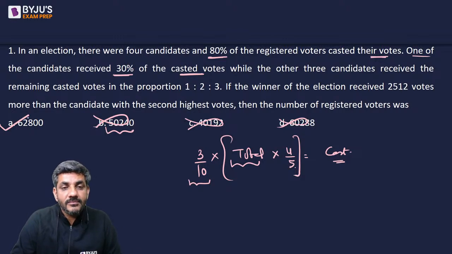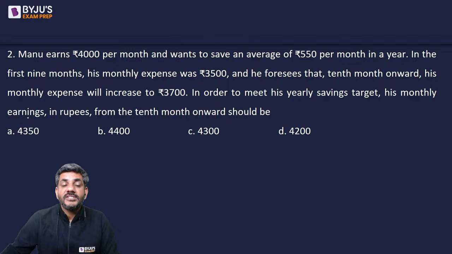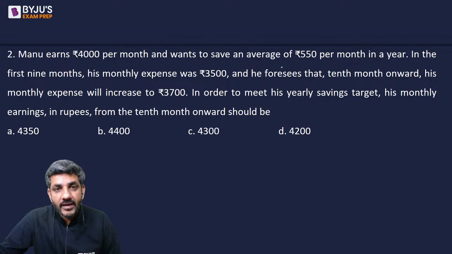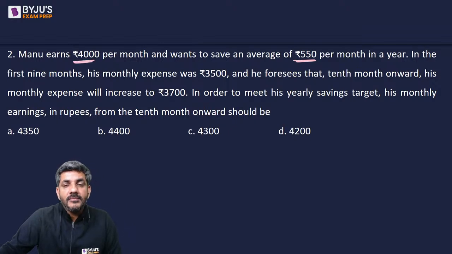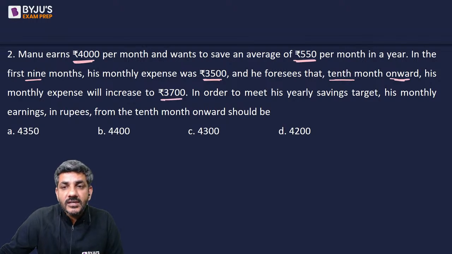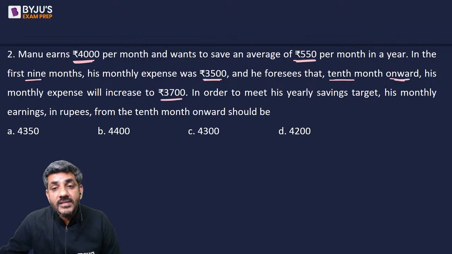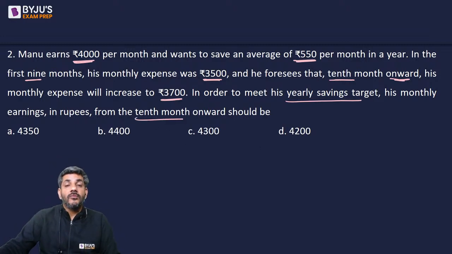I'll move ahead now. Question number 2 की तरफ चलते हैं. Here is question number 2 for all of you. What does the question say? Manu earns 4,000 rupees per month and wants to save an average of 550 rupees per month in a year. He is earning 4,000 per month. He wants to save 550 per month. In the first 9 months, his monthly expense was 3,500 and he foresees that from the 10th month onwards, his monthly expense will increase to 3,700. In order to meet his yearly saving target, his monthly earning in rupees from the 10th month onwards should be what?